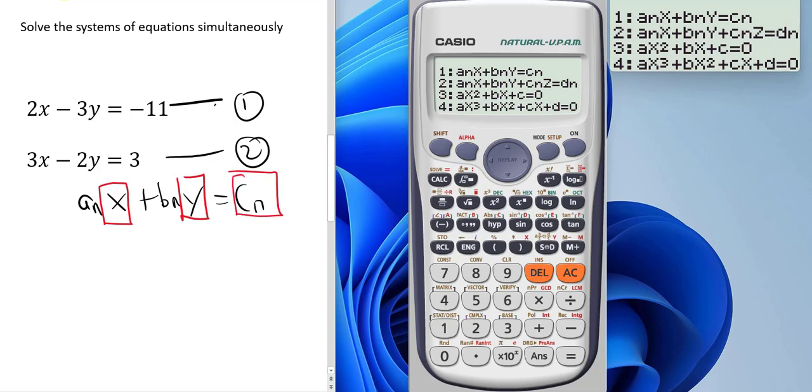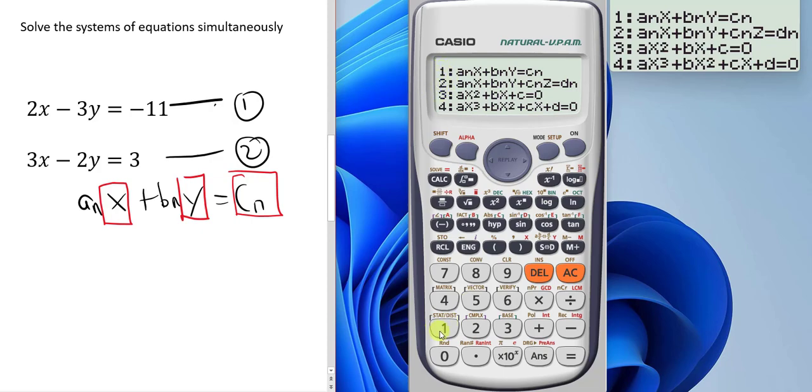So you make sure that the equation is in this form. We have the X and Y terms on one side and the constant term on the other side. So if you look at our equation 1, the coefficient of the X is 2, we have the X term, we have the Y term, and then a constant term. If you look at equation 2, we have the X term, we have the Y term, and the constant term. So using a calculator, we are going to press on the 1 that corresponds to this particular type of equation. And that is what you can use to solve two linear equations simultaneously.